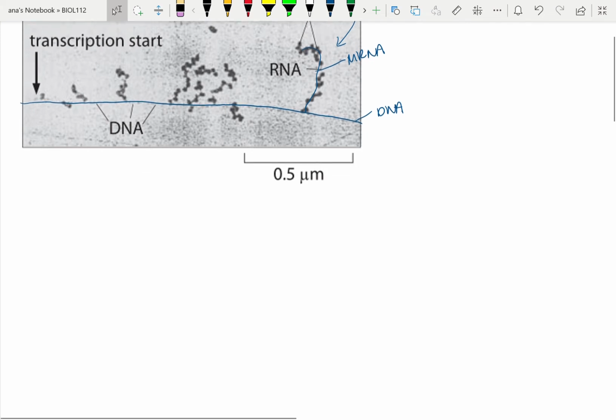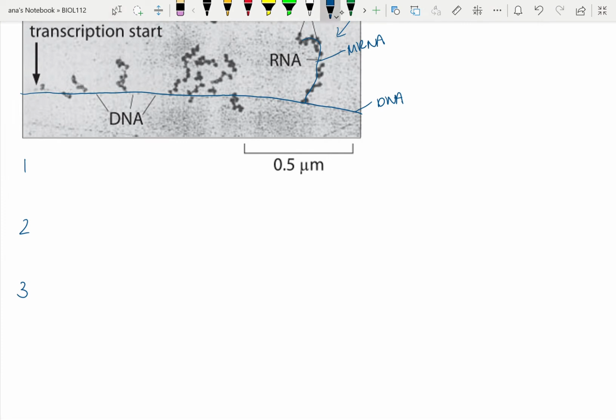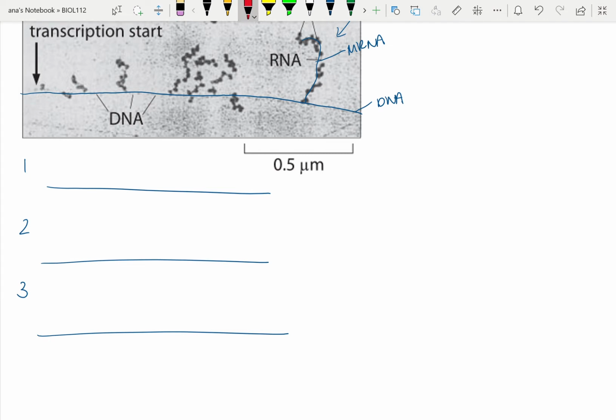So I'll draw three time steps: time step 1, 2, and 3. I'll draw the DNA in blue. I'm just going to draw one strand for now, as the template strand, just so that we get a sense of what's going on. Okay, so let's say that RNA polymerase A binds and starts moving along the DNA, reading the template strand and generating mRNA.